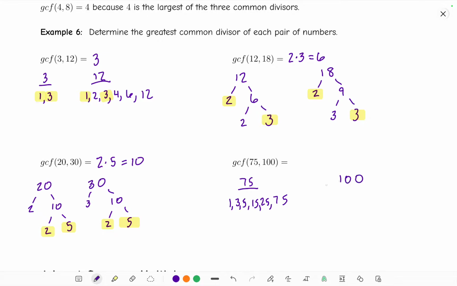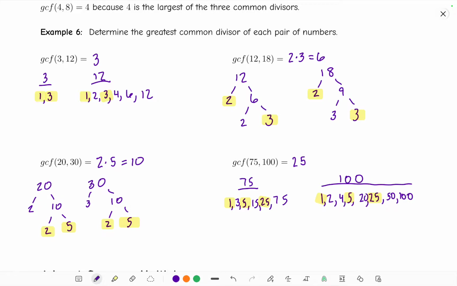Then 100. 1 and 100. 2 and 50. 4 and 25. 5 and 20. Now the factors they have in common are 1, 5, 25, and the largest one is 25. So the GCF is 25.